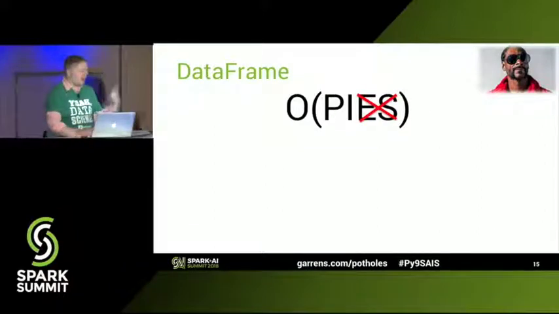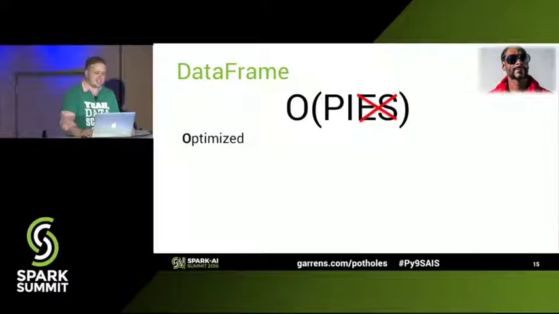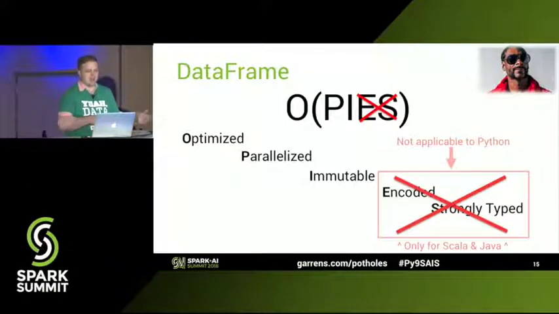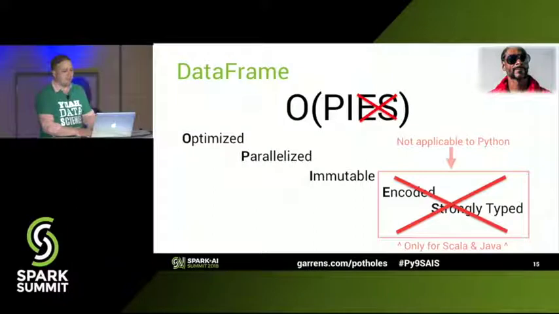So this was a little O of pies that I had come up with previously because I really just found it convenient that it all worked out for me. What that stands for is optimized, parallelized, immutable, encoded and strongly typed, but we're in a Python session, so I have to get rid of the encoded and strongly typed. So we're going to end up with OPI, but that's still better than O(n) or O(n log n), because those things are only for Scala and Java.